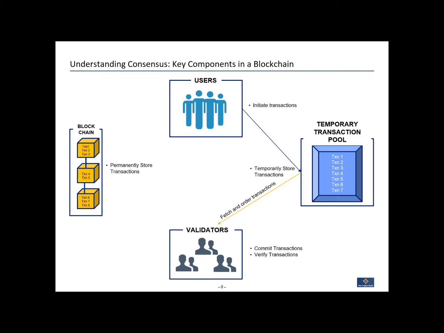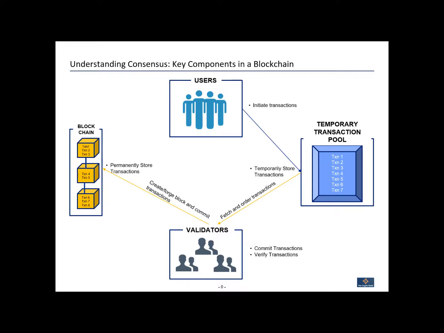Next comes the activity of the selected validators to actually forge. We use this terminology of forging a block instead of creating a block in proof of stake systems. So they'll forge the block and they will commit the transactions to the block.